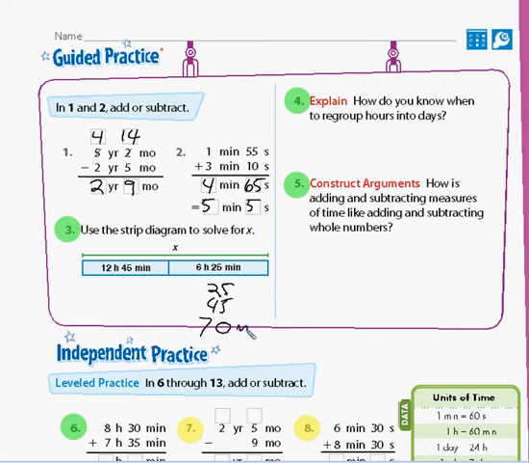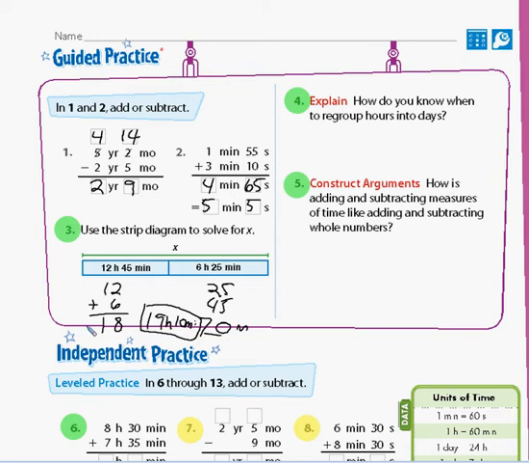Then I go ahead and add my hours together. That's 12 plus 6. 6 plus 2 is 8, and then 1, that's it. So it's 18 hours and 70 minutes. But we need to regroup our minutes. There are 60 minutes in an hour, so I'm going to regroup. Instead of 18, I'm going to have 19 hours and 10 minutes, because I took 60 away there, that only left me 10. I added the 60 over here to my hours, so that's 19 hours and 10 minutes.